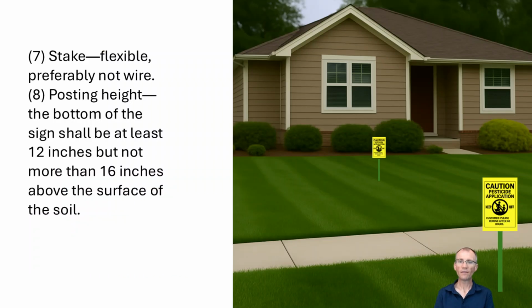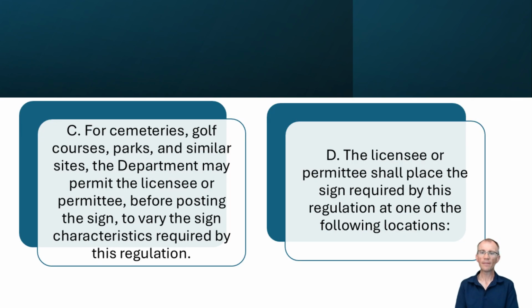7. Stake, flexible, preferably not wire. 8. Posting height. The bottom of the sign shall be at least 12 inches, but not more than 16 inches above the surface of the soil. C. For cemeteries, golf courses, parks, and similar sites, the department may permit the licensee or permittee, before posting the sign, to vary the sign characteristics required by this regulation.